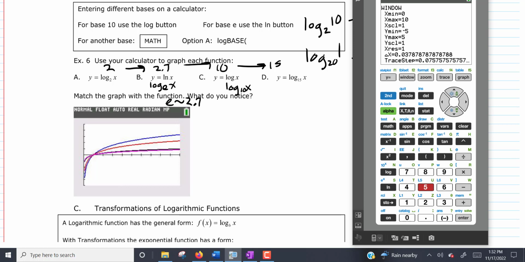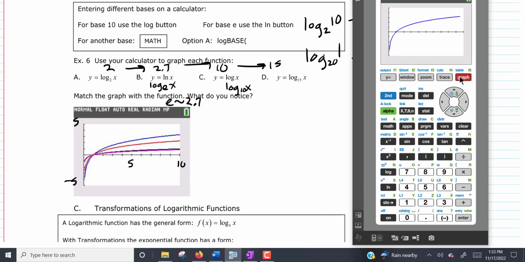One thing you need to label on the graph that I gave you is your x-axis and your y-axis like this. Now we put these in order, so we're trying to see which is which. The first graph that comes out should be log base 2 of x. Look what happens. That's log base 2, that's log base e, log base 10, log base 15.